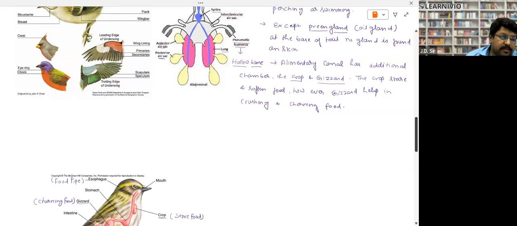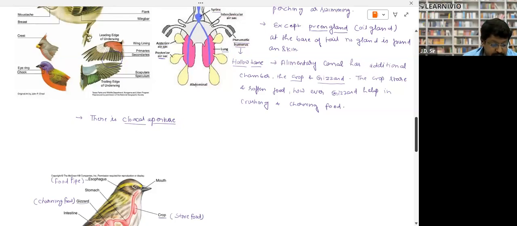So at the last, they have the cloacal aperture. So what is the cloacal aperture? I have already discussed it with you. If the anus, excretory pore, and the egg laying pore are the same, that will be called cloaca, not anus. Clear? Yes, sir.